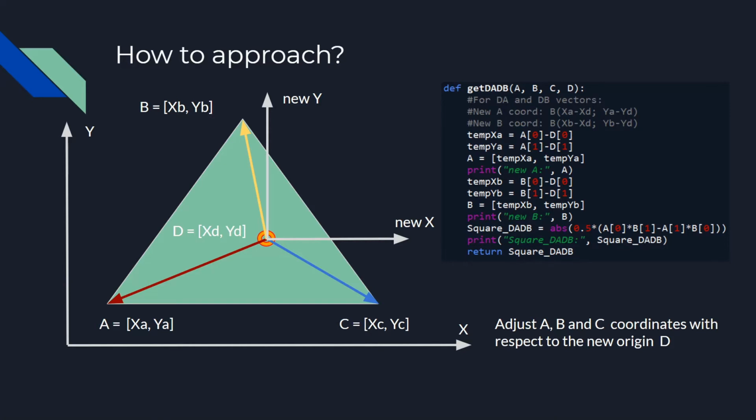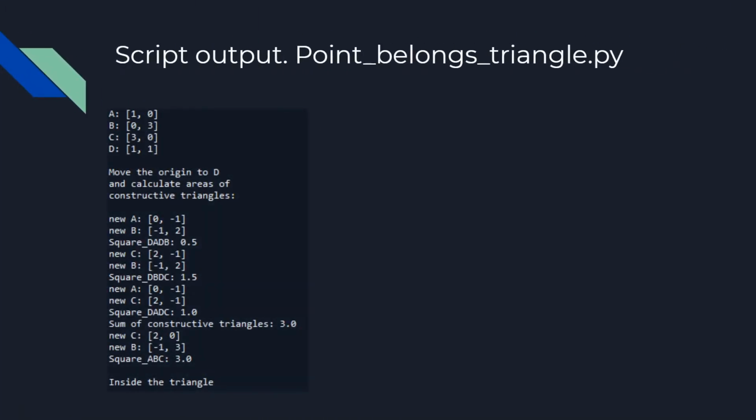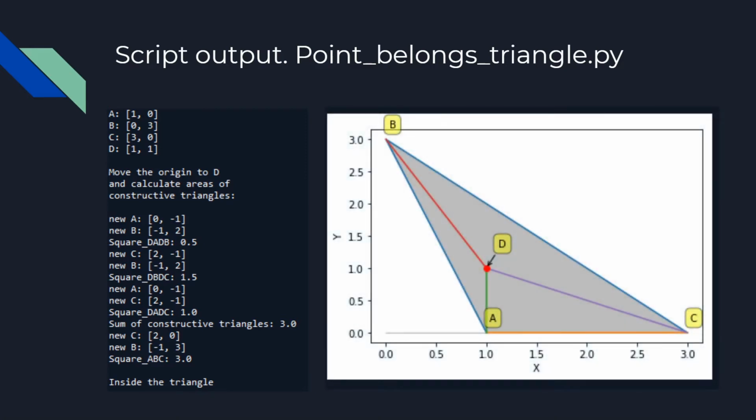Run the script and have a look at its output. The initial set of coordinates is changed with respect to the new origin at point D, and the area of each individual constructive triangle was calculated and summed as 3, which is equal to the area of the main triangle ABC. Thus, it states that point D lies within the main triangle.